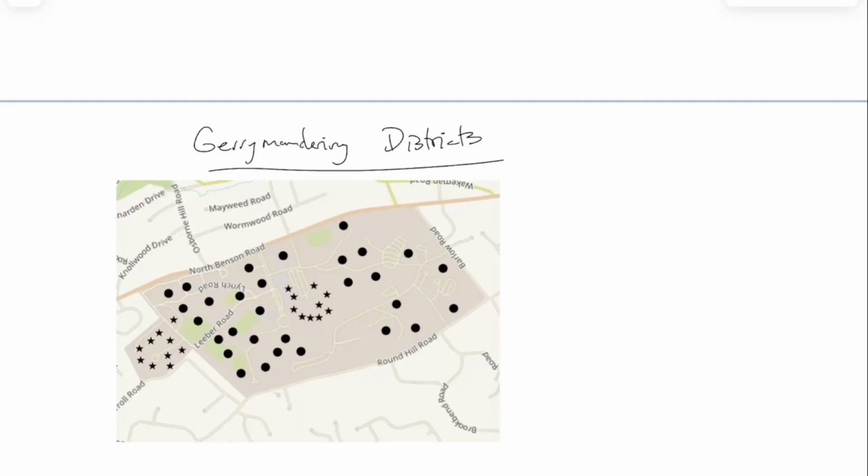And I have put these little stars and circles on here, imagining that these are like voters that we're going to divide into districts. This is like for our student elections or something.